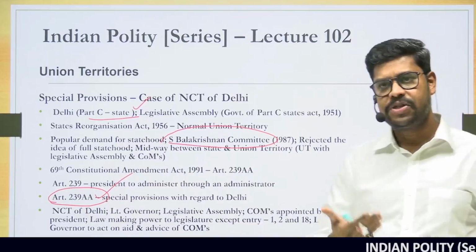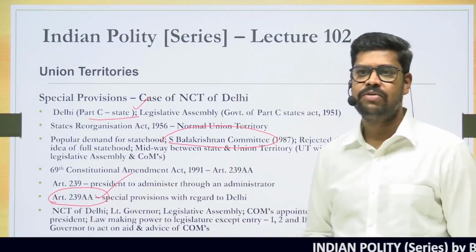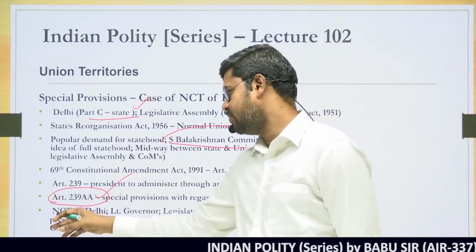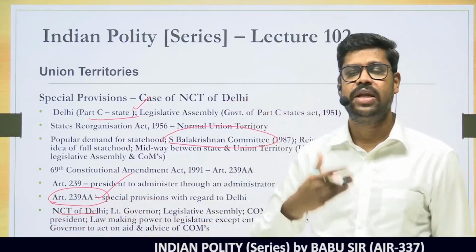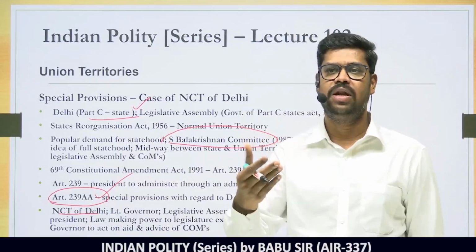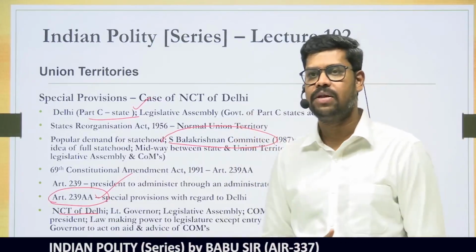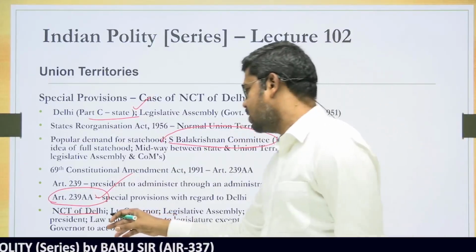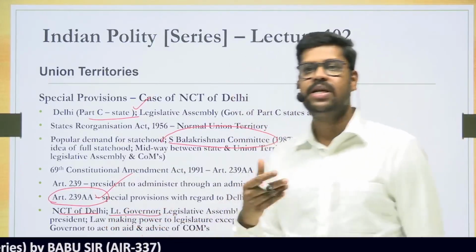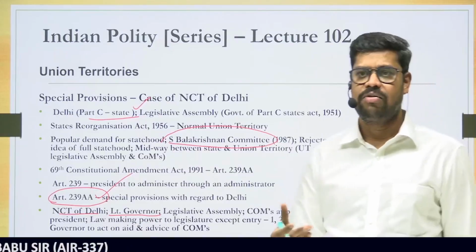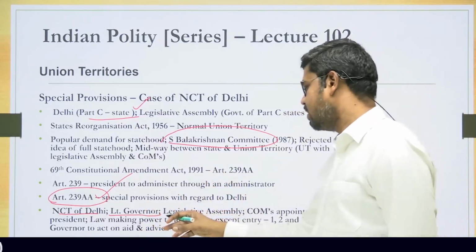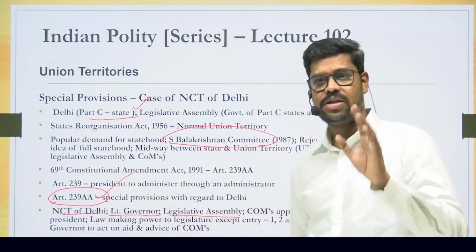So what are the special provisions that was given to Delhi by virtue of this particular article? First of all, the name of Delhi was changed. From just Delhi, it was renamed as National Capital Territory of Delhi. That is the first thing that has happened by this amendment. And apart from that, the administrator of Delhi shall be designated as what is called as Lieutenant Governor. That was also mentioned. And apart from these things, that Delhi shall have what is called as a Legislative Assembly.